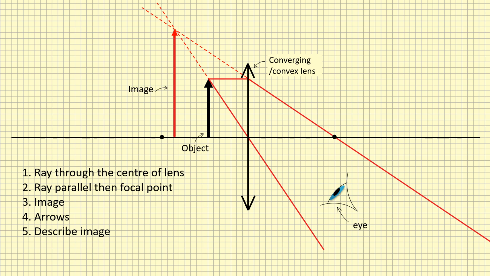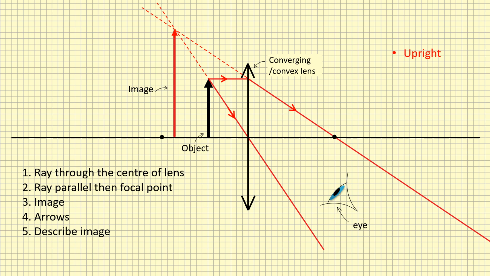Okay, so this image, let's start describing this image. Oh, I forgot to add all the arrows, so let's add all the arrows. You don't need an arrow for the dotted lines. Those are just construction lines. Okay, is it upright or inverted? Well, you can see it's pointing upwards. Now it's actually upright, so that's correct.